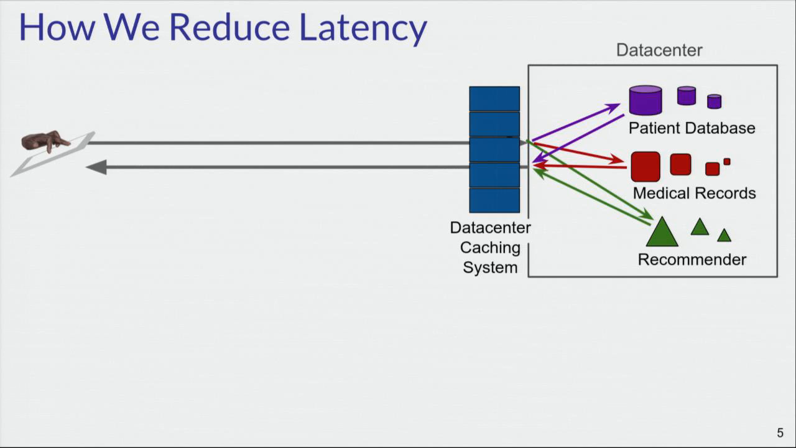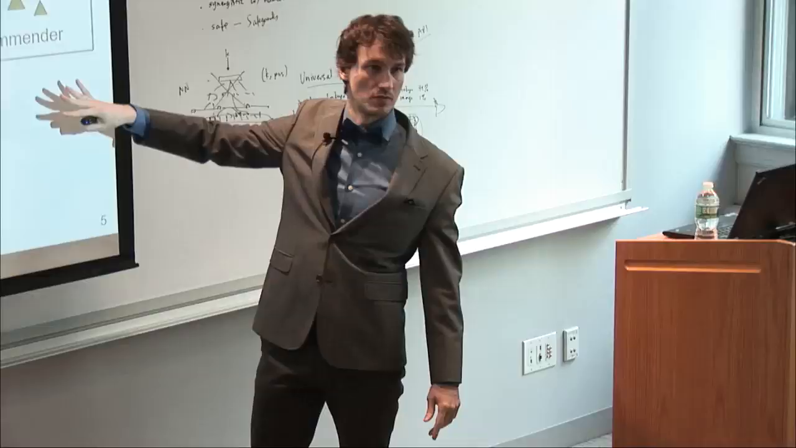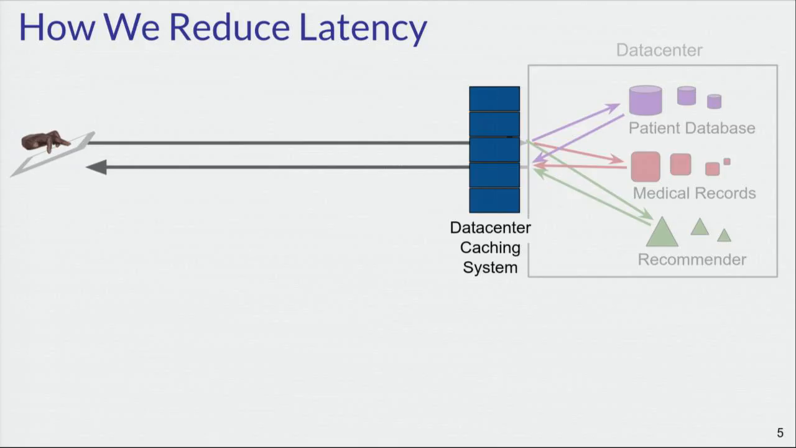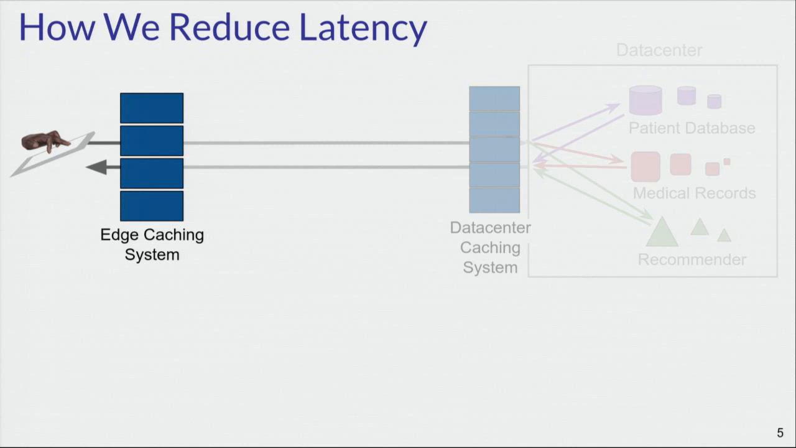So what does that mean? Well, this caching system will store the most popular items from all of these backend systems. And frequently, when a request comes in, you don't even need to go deeper into that data center. Now, there's still this distance here, right? We are still in Hawaii. So additionally, we put another caching system here, where often a request comes in, and you don't even need to go all that way over there. So that's the idea of caching.